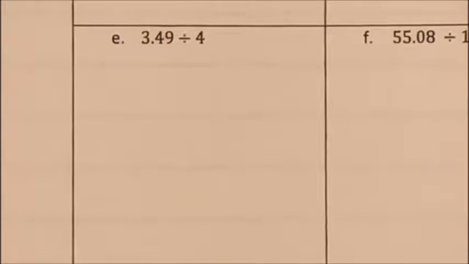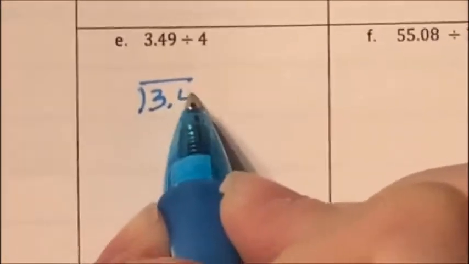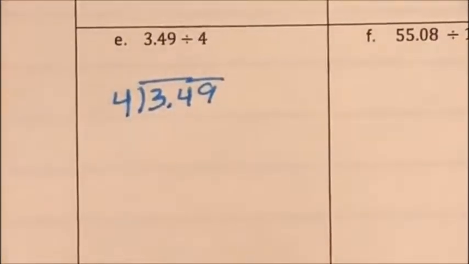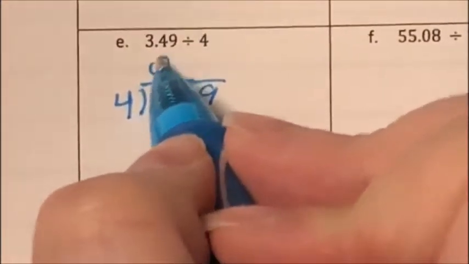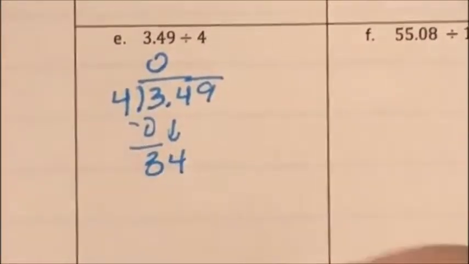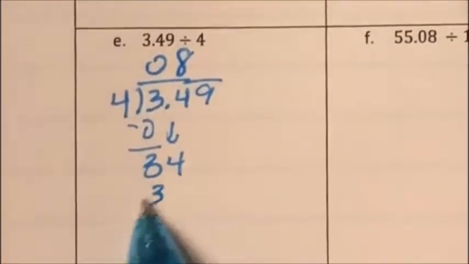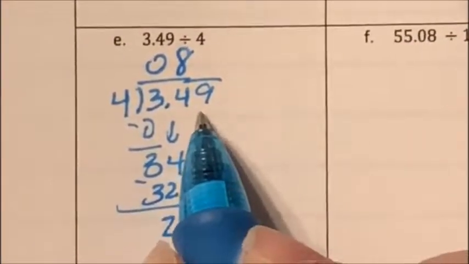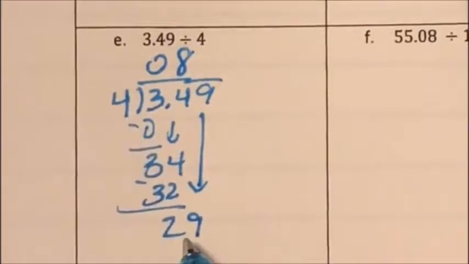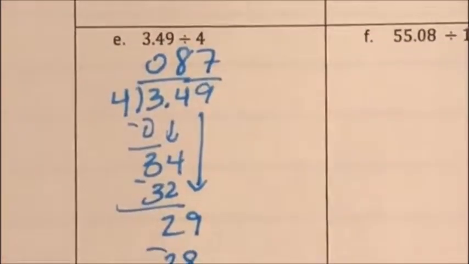Letter E is 3.49 divided by 4. Okay. 4 cannot go into 3. But 4 can go into 34. It can go in 8 times. 8 times 4 is 32. I subtract and get 2. Bring down my 9. 4 goes into 29 7 times. 7 times 4 is 28. I subtract and get 1.